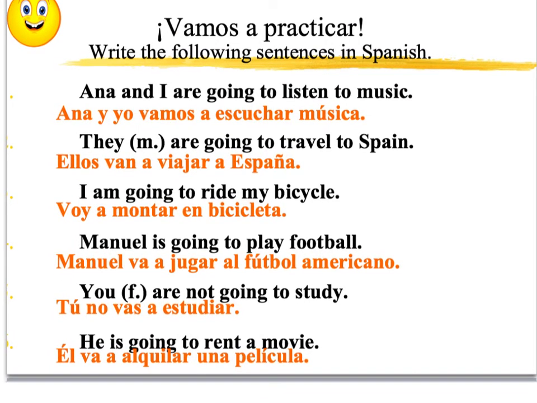He is going to rent a movie. Él va a alquilar una película. Or you could use un video. Va a alquilar un video. Again, make sure you have these English translations down. And pause if you need more time.